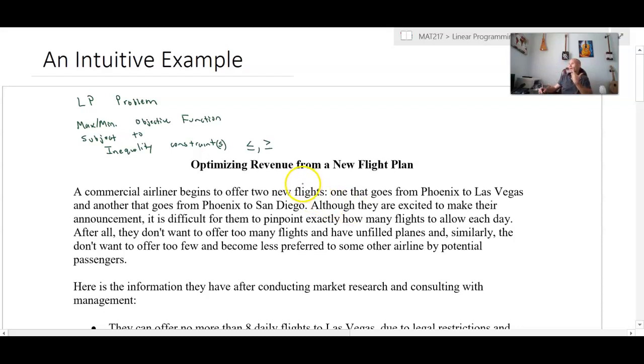So let's look at a flight plan. Suppose that we're looking at a commercial airliner. They begin to offer two new flights, one that goes from Phoenix to Las Vegas and another that goes from Phoenix to San Diego. Although they are excited to make their announcement, it is difficult for them to pinpoint exactly how many flights to allow each day. After all, they don't want to offer too many flights and have unfilled planes, and similarly, they don't want to offer too few and become less preferred to some other airline by potential passengers.